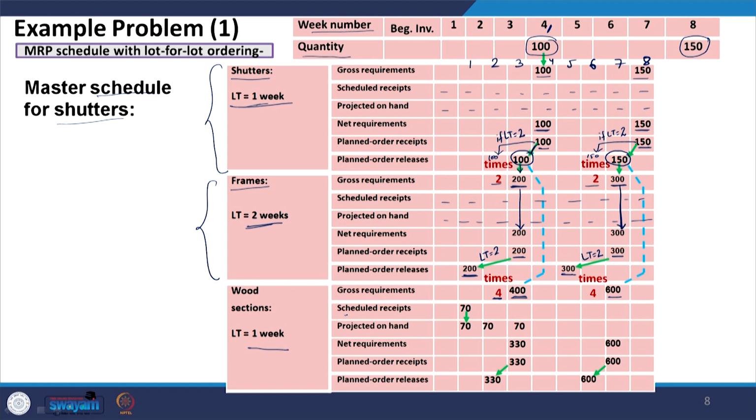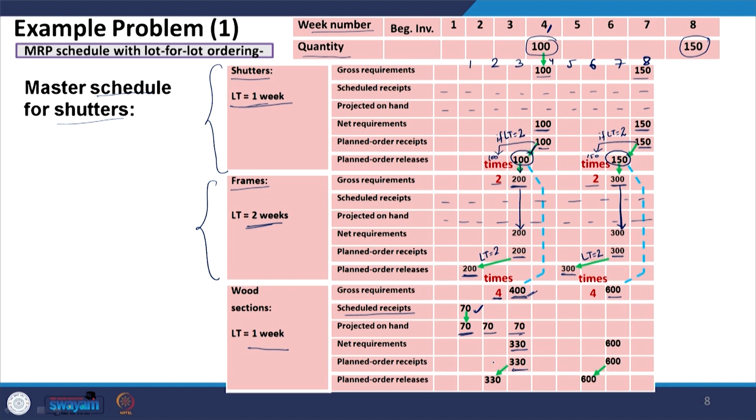Here I have some planned receipts already. So, 70 units are going to come to me on first week. So, 70 units will become projected on hand at the end of the first week. These 70 will continue in the second week also, 70 will continue in the third week also. Now, in the third week my gross requirement was 400 units. So, out of 400, 70 units are already available, because I have some scheduled receipts. 400 minus 70, my net requirement becomes 330. So, 330 I want to have in the third week.